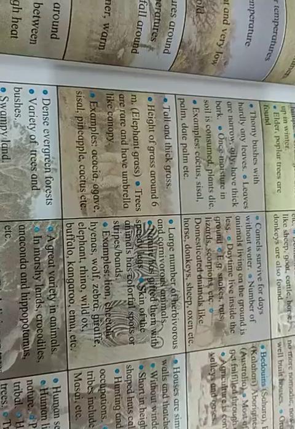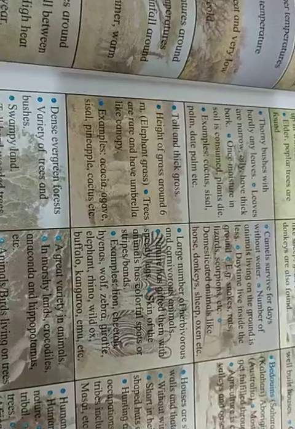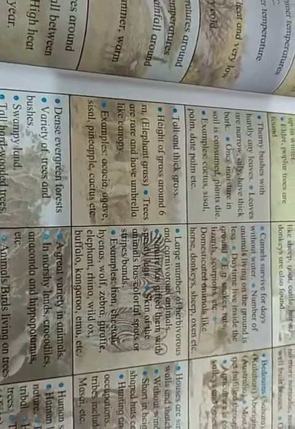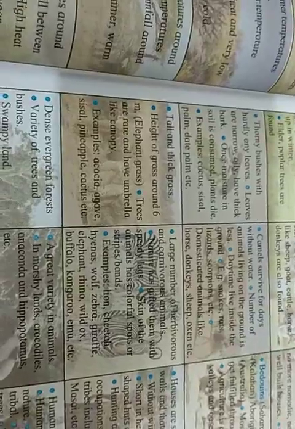Large number of herbivorous and carnivorous animals you can discover here. Skin of the animals have colorful spots and stripes. Examples: cheetahs, hyenas, wolf, zebra, giraffe, elephant, rhino, wild ox, buffalo, kangaroo, emu, etc.